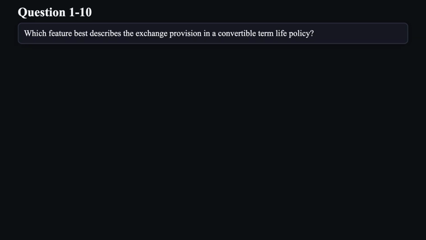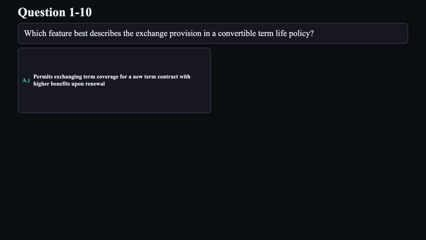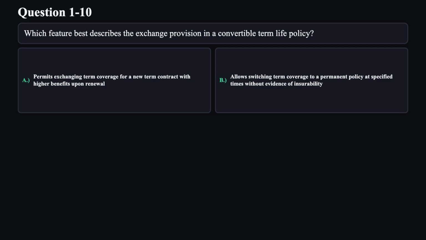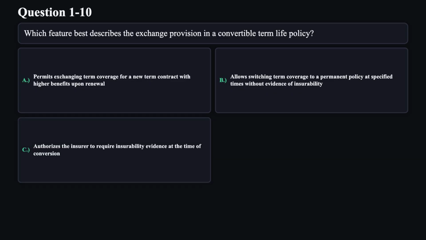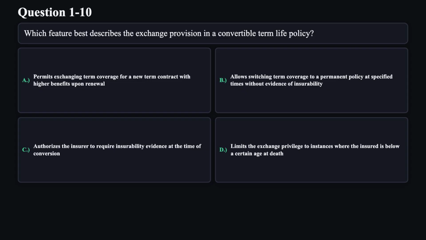Question 10. Which feature best describes the exchange provision in a convertible term life policy? A. Permits exchanging term coverage for a new term contract with higher benefits upon renewal. B. Allows switching term coverage to a permanent policy at specified times without evidence of insurability. C. Authorizes the insurer to require insurability evidence at the time of conversion. D. Limits the exchange privilege to instances where the insured is below a certain age at death.